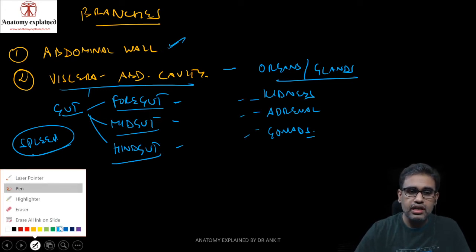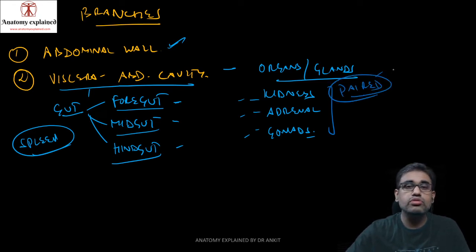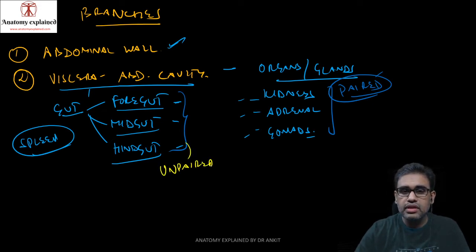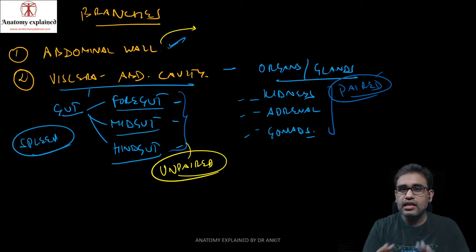Over here we can have a rough idea beforehand, before going into the branches, that these organs are in pairs. We have two kidneys normally, two adrenals, two gonads. So these organs are in pairs, so their arteries have to be paired ones. The foregut, midgut and hindgut structures are unpaired. You only have a single stomach, you have a single intestine, so obviously the arteries will be unpaired over here.